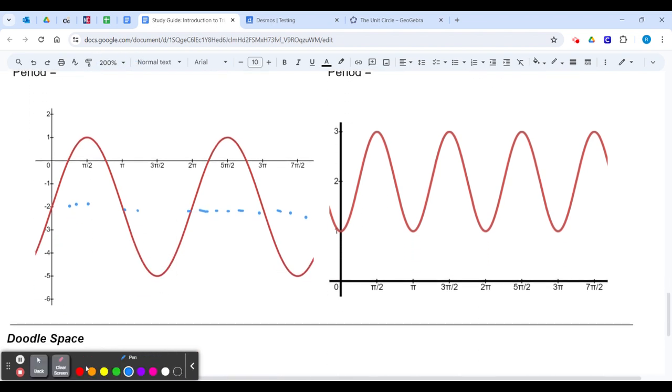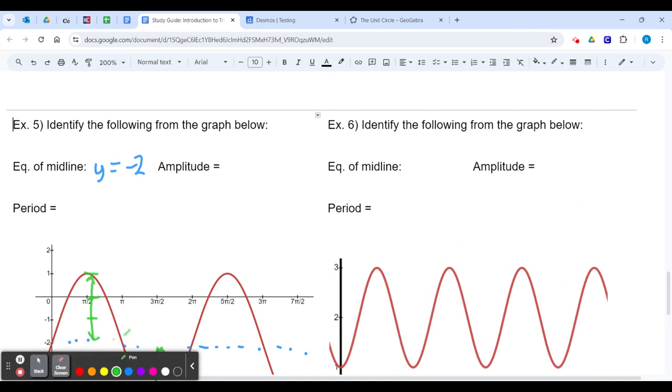Then if I want to find the amplitude, I just need to count up from the midline to one of my peaks. And it looks like if I do that, I have 1 space, 2 spaces, 3 spaces. That should be the same if I were to count down to one of my peaks. From -2, I got 1, 2, 3 spaces. So my amplitude is 3. And if for whatever reason we count and we get different amplitudes, that means we did not find the midline correctly.